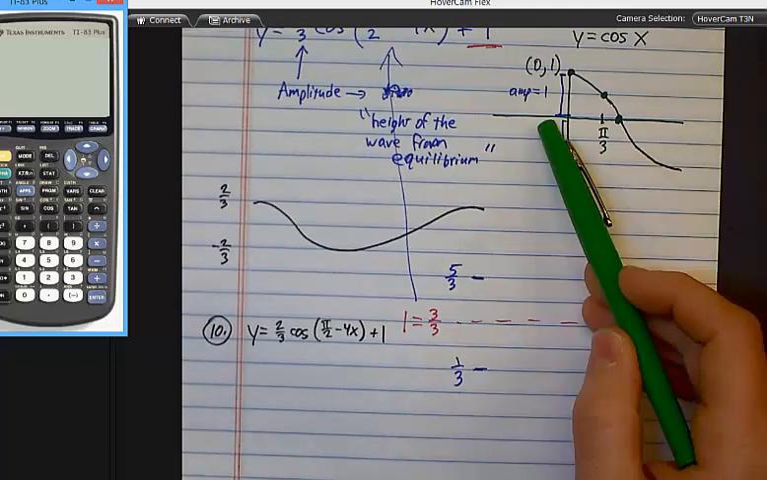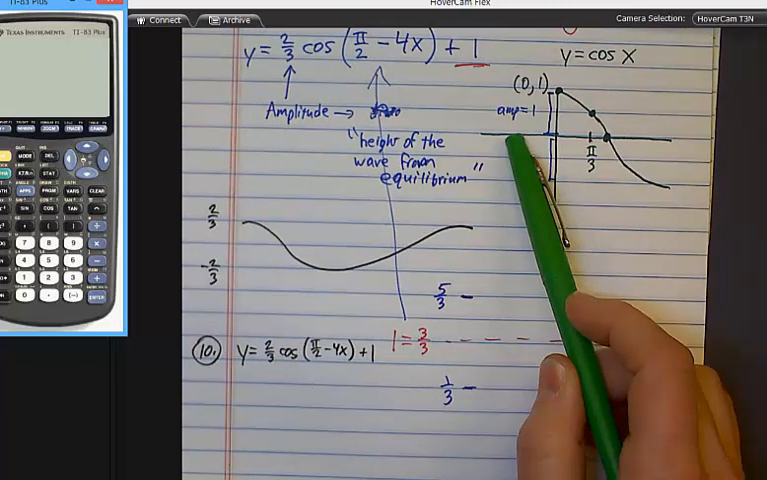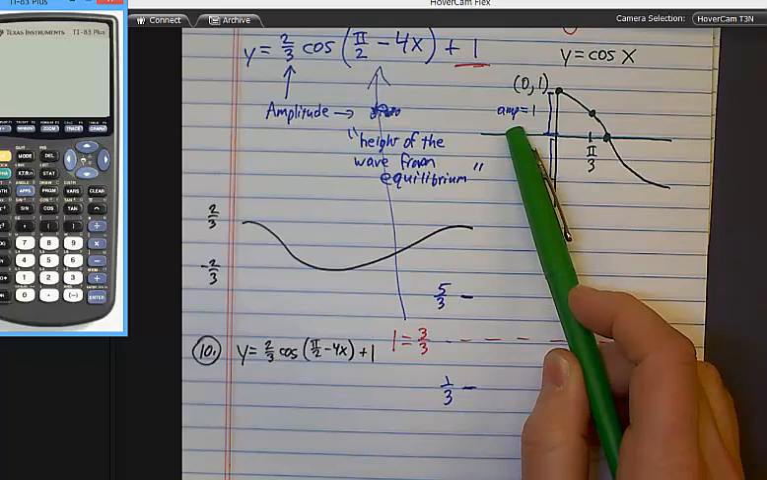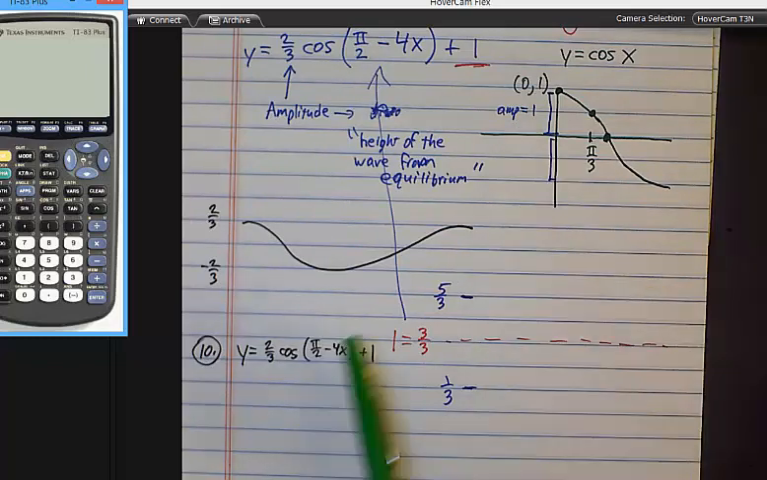But for the function we're dealing with, what's the amplitude going to be? Well, I said it's going to be 2/3. And I guess I want to show you why that is. Okay? So let me do a couple things here. If you guys have a graphing calculator, pull that out. And I'd like to graph 2 things.